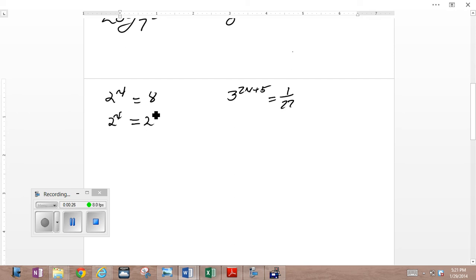So I can say this is 2 cubed. And right away, since the bases are equal, I can equate the exponents: x equals 3. Easy enough, okay? Same thing over here.